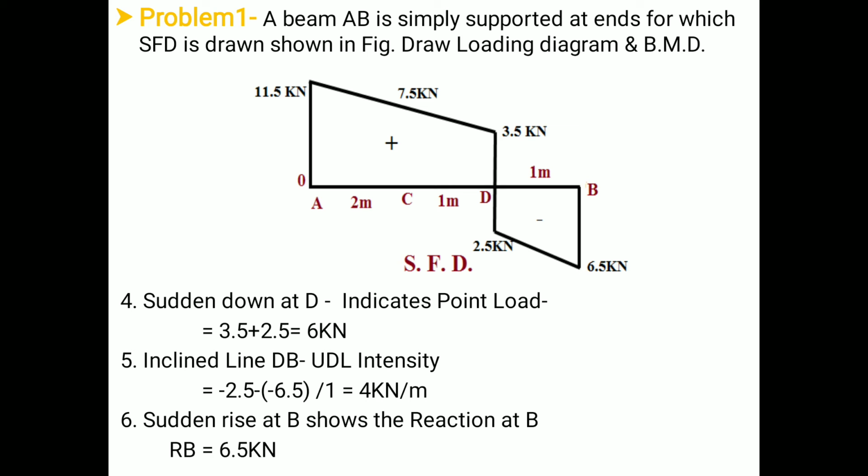As there is a vertical line in the shear force diagram, it indicates that either a reaction or an external force is acting at that point. So how do we find the magnitude of that particular force? At point D we have a vertical line, so it indicates that a reaction or an external point load is acting at that point. Now we are going to find out its magnitude.